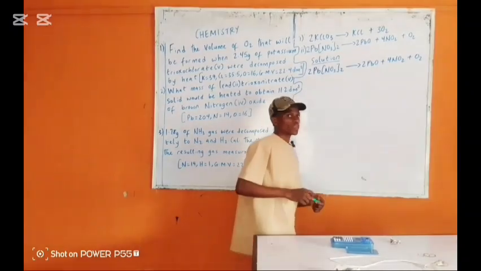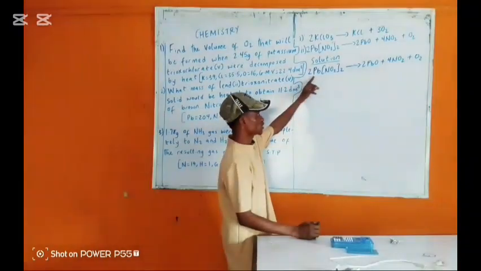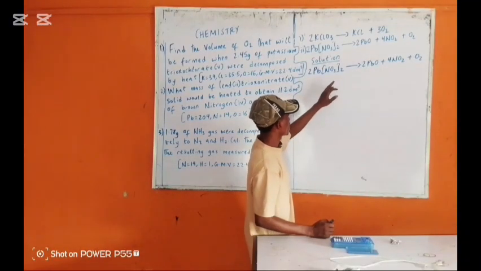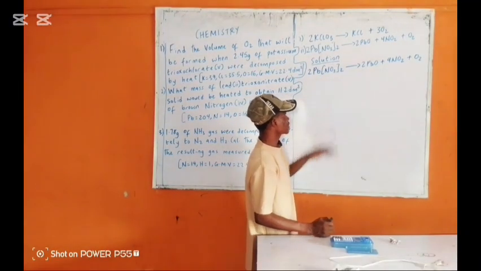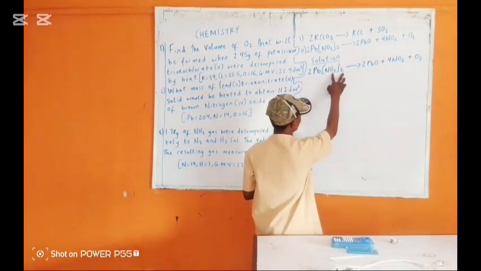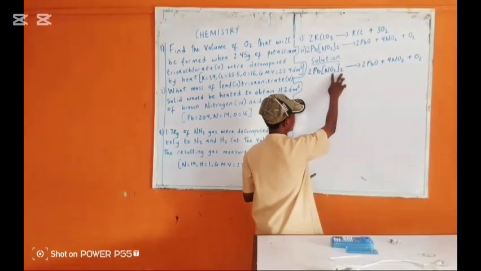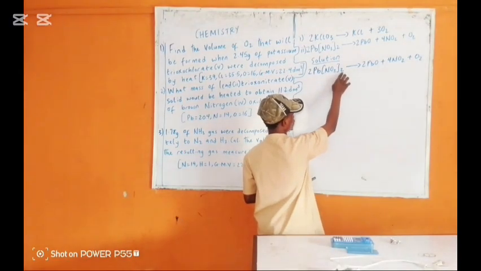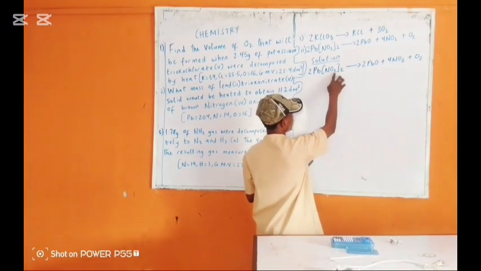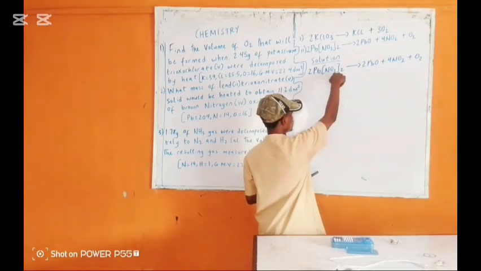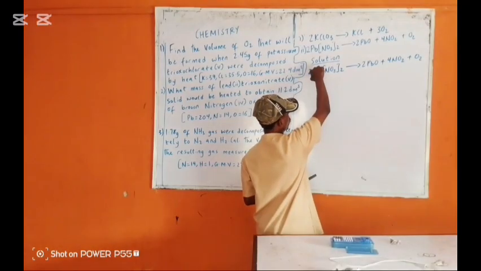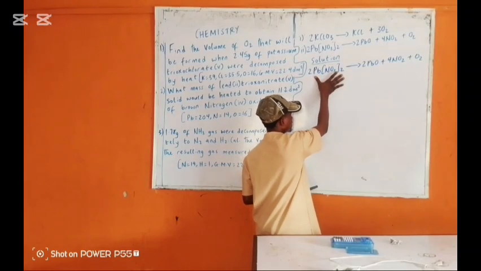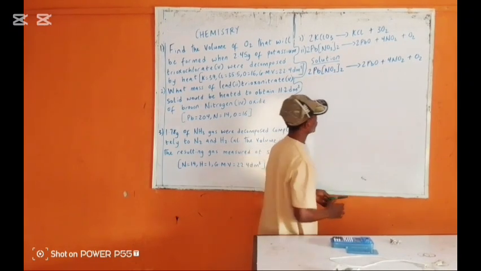So let's check if it is balanced. We have 2 lead here, we have 2 lead here. How many oxygen do we have? Let's check. From here, we are having 6 oxygen because 2 times 3 is 6. So this 6 times this 2 here is 12. So we are having 12 oxygen at the reacting site.